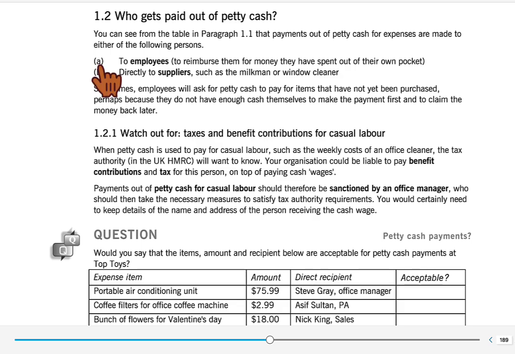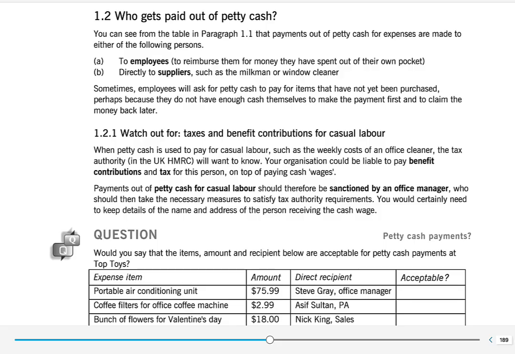Part 2, payments to employees. Many petty cash payments are paid to employees. But why do we give petty cash to employees? Because employees often spend their own money first. Then the business reimburses them. Reimburse means pay them back. Let us use a simple example.